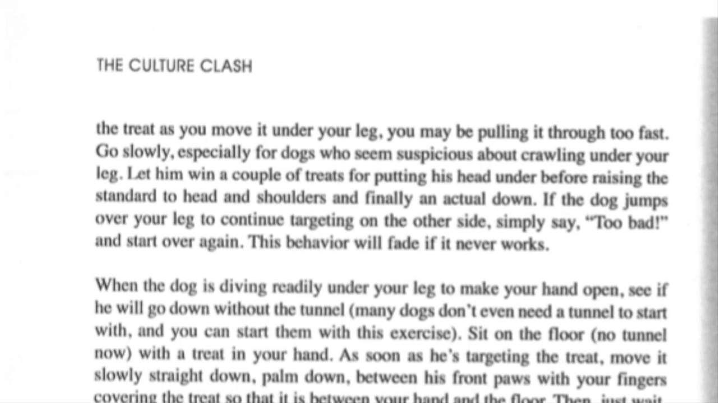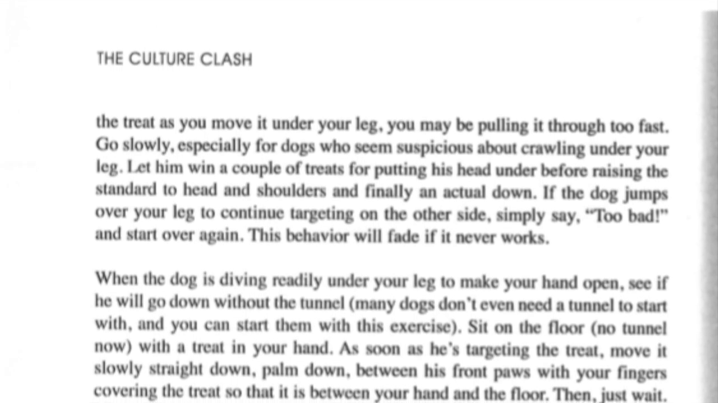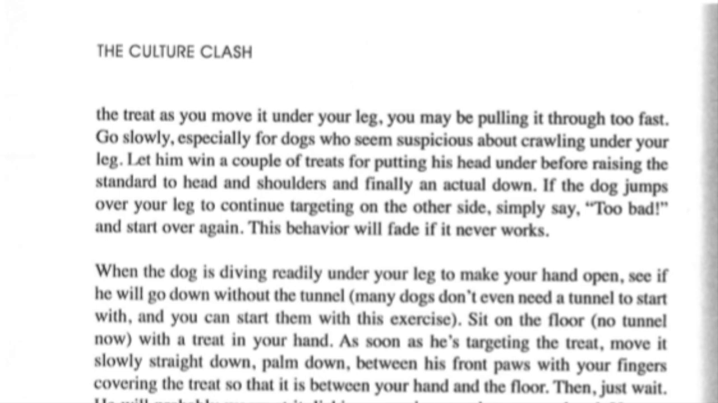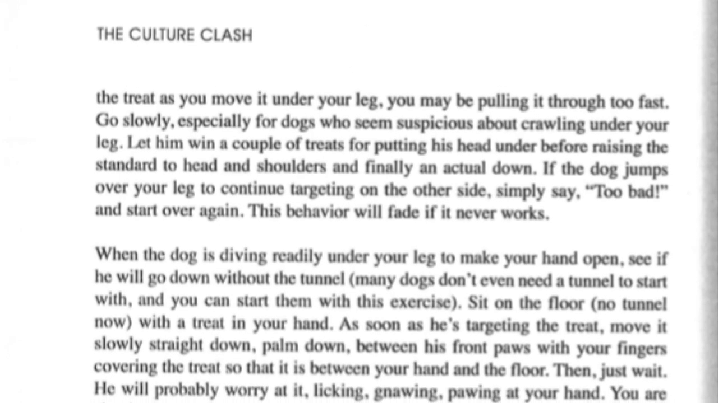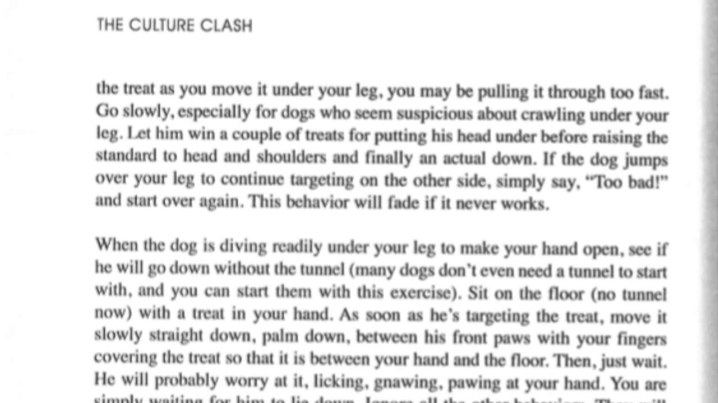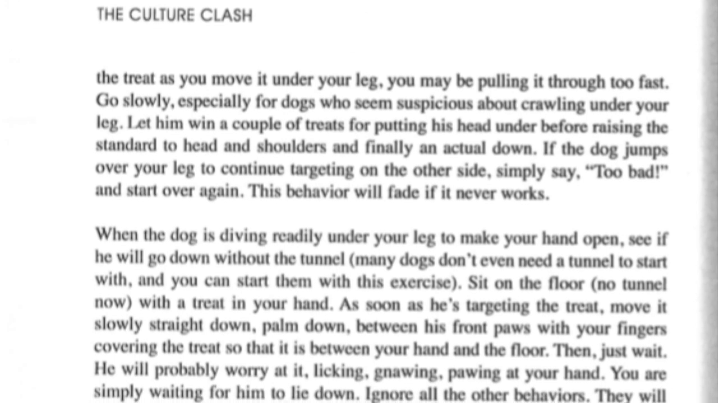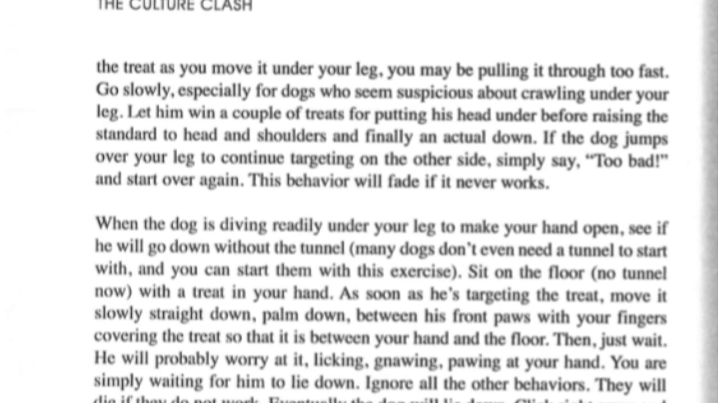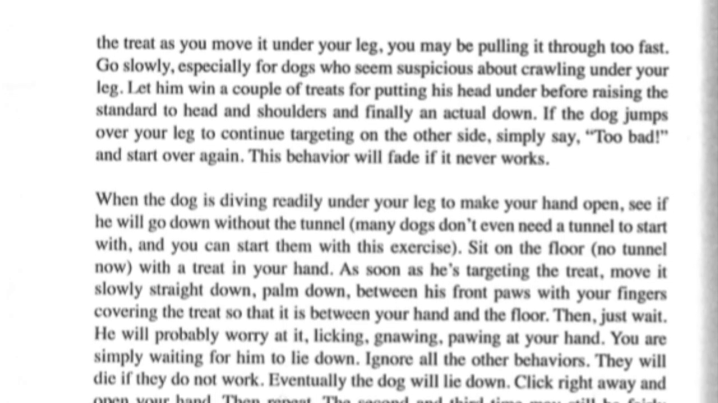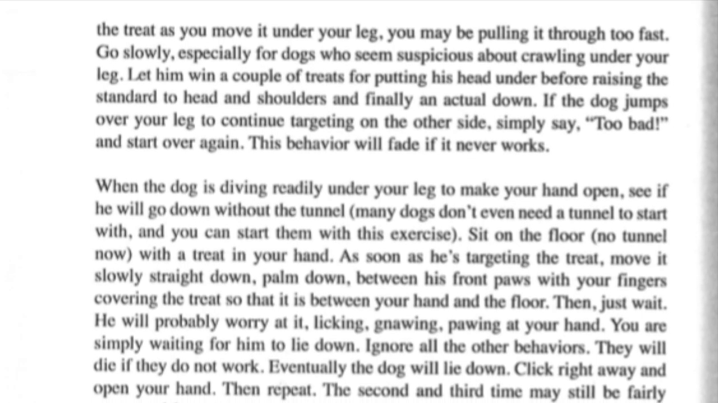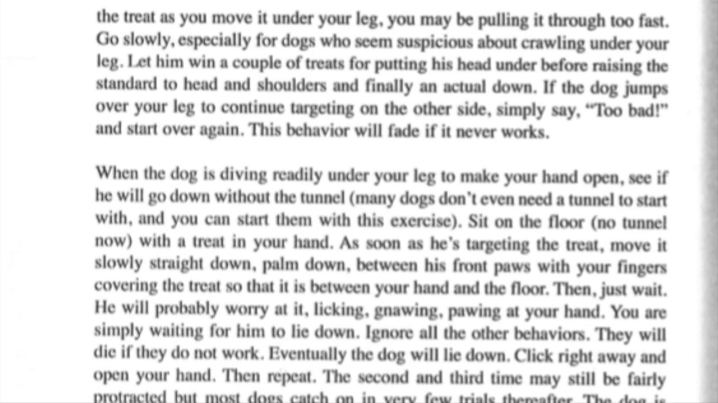If the dog jumps over your leg to continue targeting on the other side, simply say, "Too bad," and start over again. This behavior will fade if it never works. When the dog is diving readily under your leg to make your hand open, see if he will go down without the tunnel. Many dogs don't even need a tunnel to start with, and you can start them with this exercise. Sit on the floor, no tunnel now, with a treat in your hand.